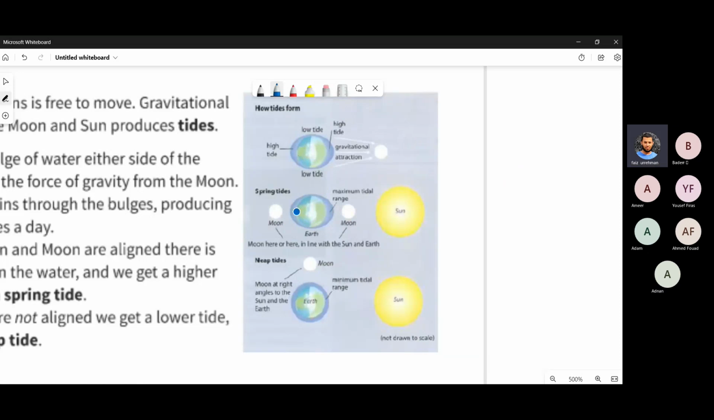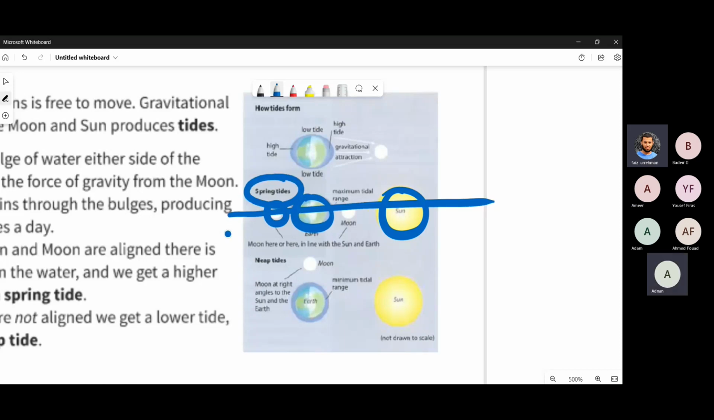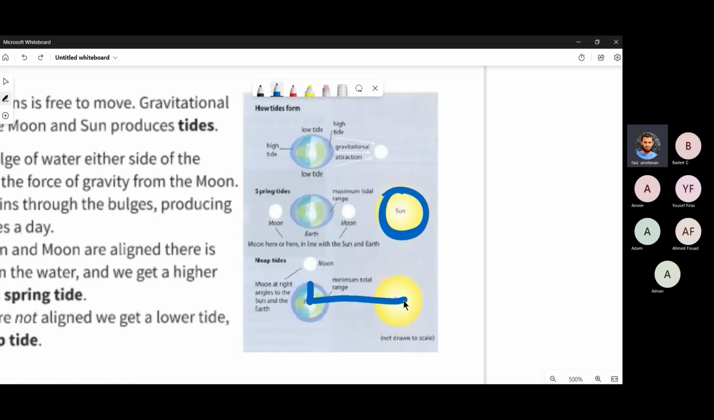Okay, so what is spring tide? When all the things come in a straight line. If the sun is here, the moon is here and the earth is here, or the sun is here, the earth is here, and the moon on the other side, they are coming in a straight line. This is known as spring tide, and the height of the tide will be very high.